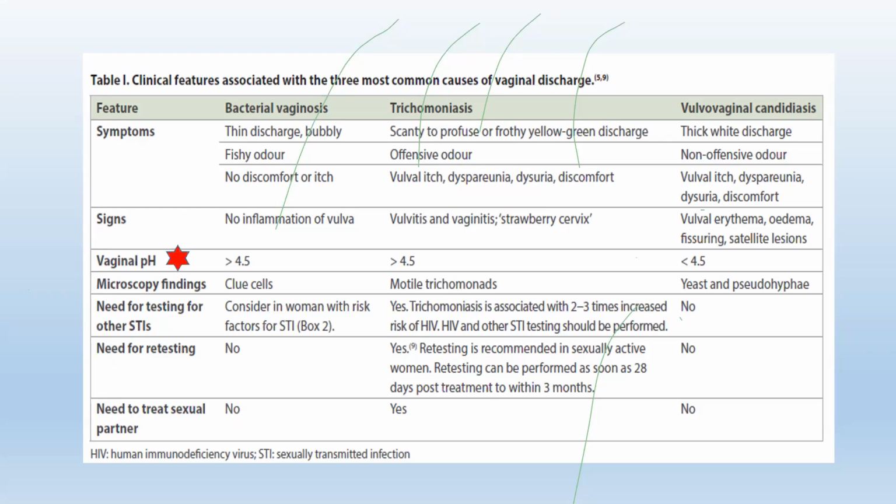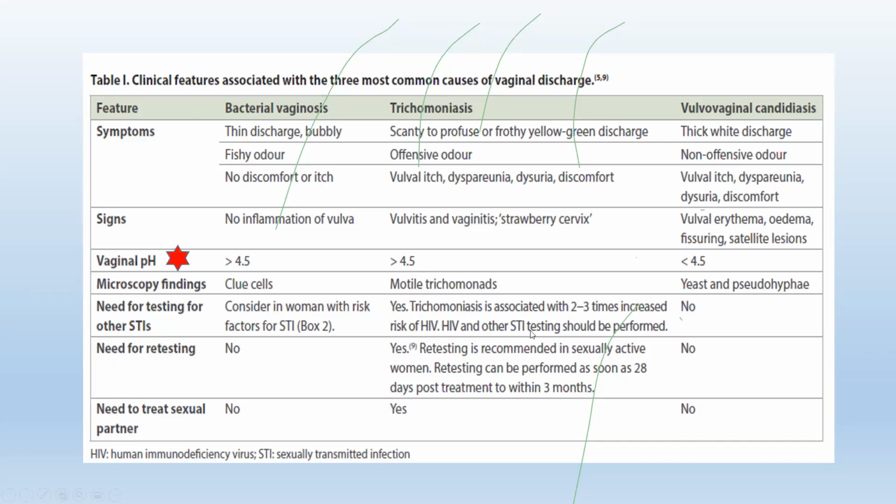If you have trichomoniasis, most of the time the discharge is scanty or profuse, purulent, maybe green or yellow in nature. They are most of the time offensive. There's an itch in the vulva, dyspareunia, discomfort. They cause vaginitis and also vulvitis. There's also something called strawberry cervix, where there's discoloration on the cervix. I'll show you the picture later. All right. Then in a microscopy, you can see a motile trichomonad. If there's trichomoniasis, you need to screen for HIV and also STDs.